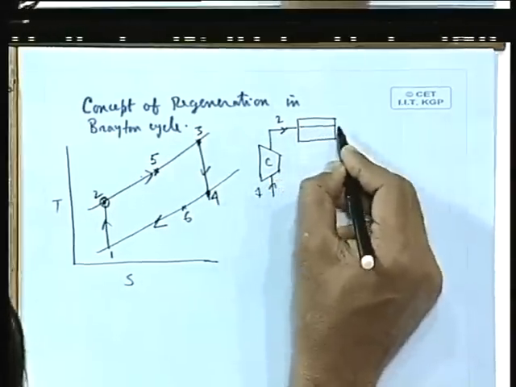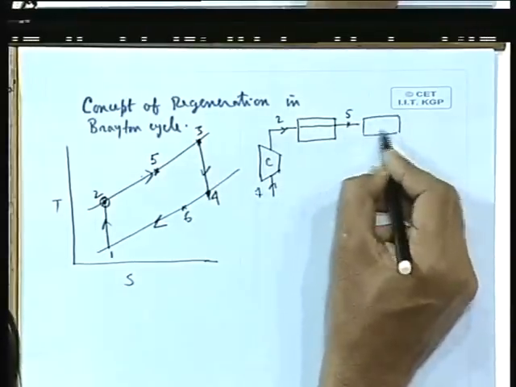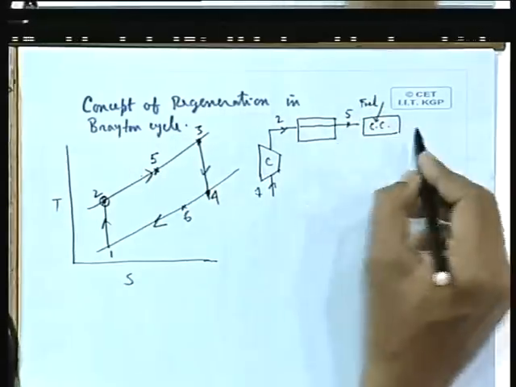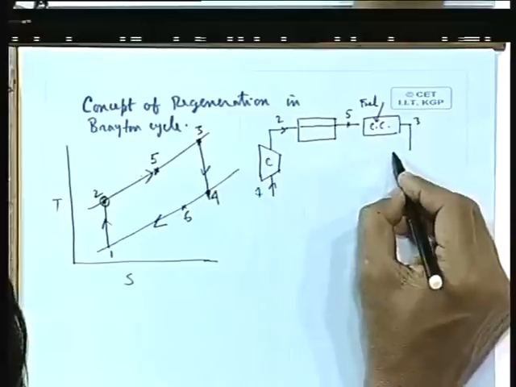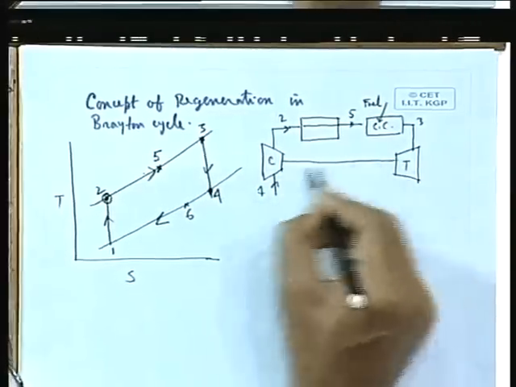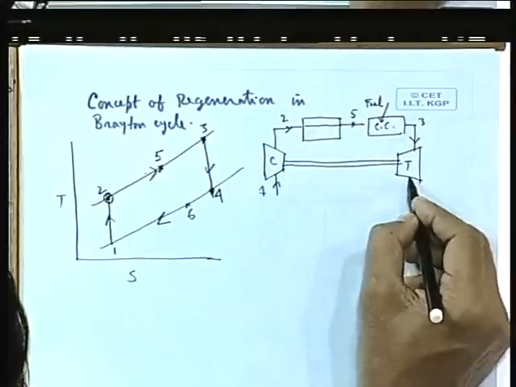It is being heated internally to the state 5. Then it goes to the combustion chamber where the fuel is used and the state point is 3, and then it is expanded in the turbine T. So, what is done?